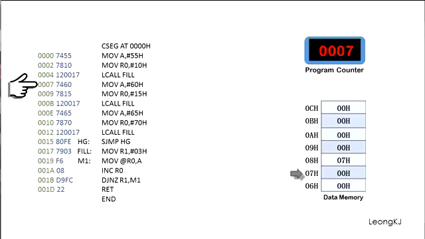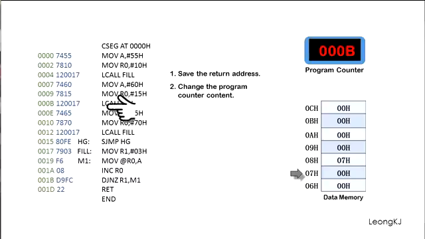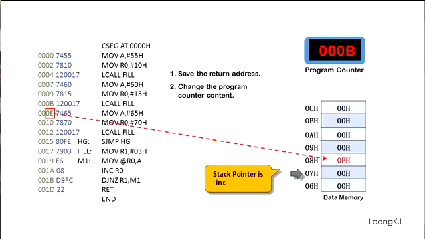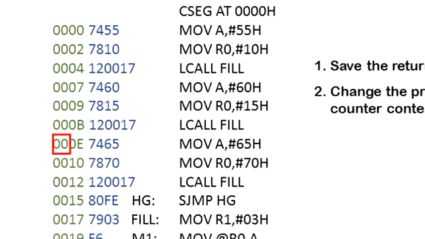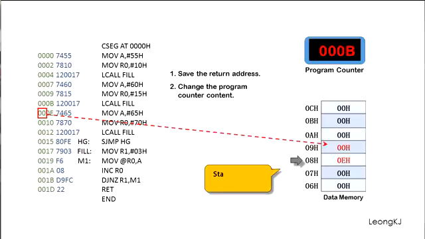The program continues to run and eventually reaches the next LCALL FIELD instruction. The program counter is 000B just before executing this instruction. The execution of the LCALL FIELD instruction causes two things to happen. The return address is saved. The program counter is adjusted. This return address is pushed to the stack. 0E is pushed into the stack. The stack pointer is incremented to 08. 00 is pushed into the stack. The stack pointer is incremented.